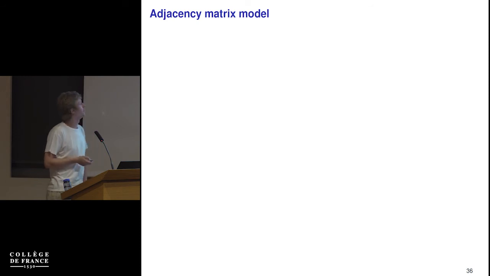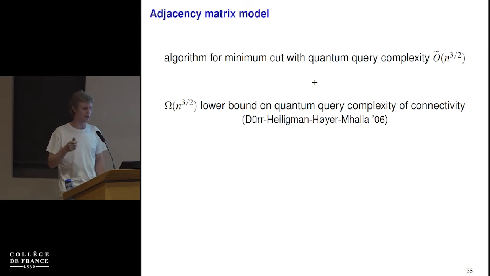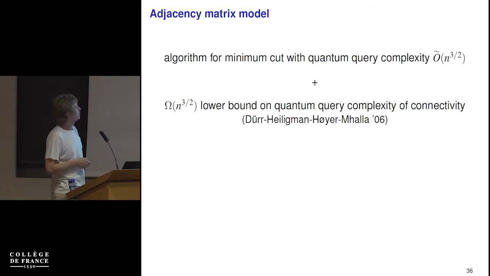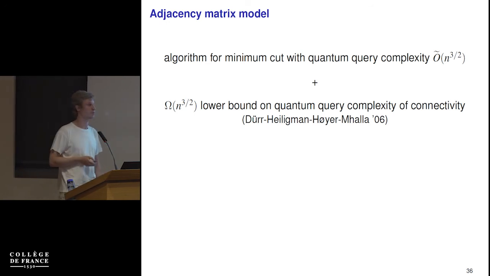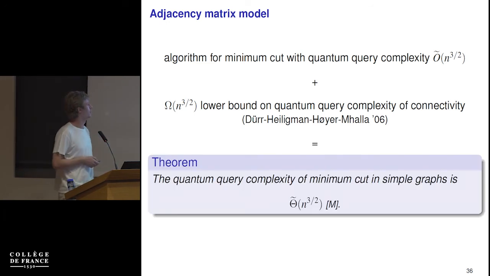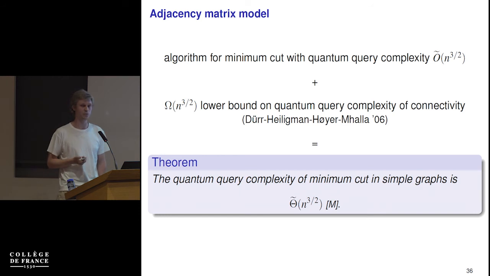So this gives us the following result. In the adjacency matrix model, we get this upper bound of O tilde n to the 3/2 for solving exact minimum cut in simple graphs. On the other hand, I already mentioned this lower bound, which holds in the matrix model by Dürr, Heiligman, Høyer and Mhalla on connectivity, which implies a lower bound for minimum cut. So we actually get a characterization of the quantum query complexity of minimum cut that is tight up to polylog factors.